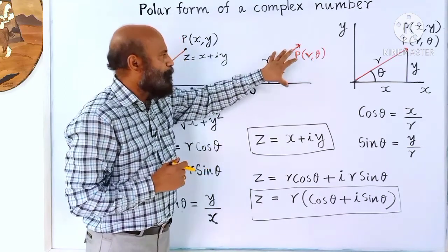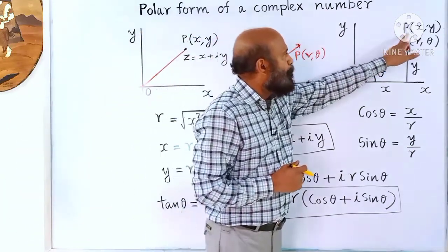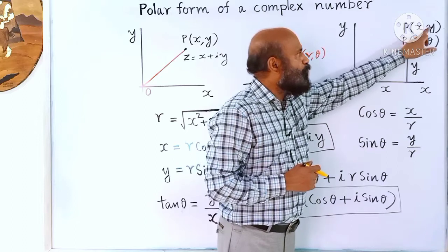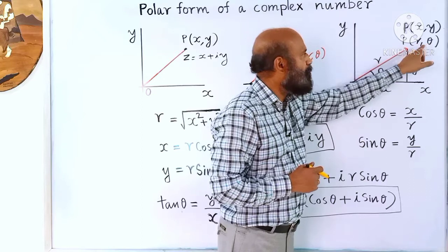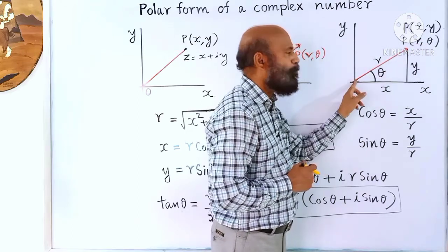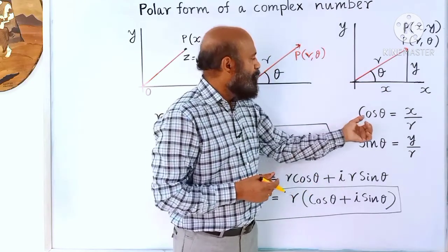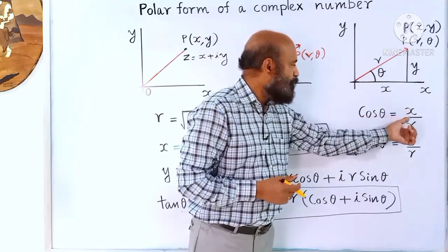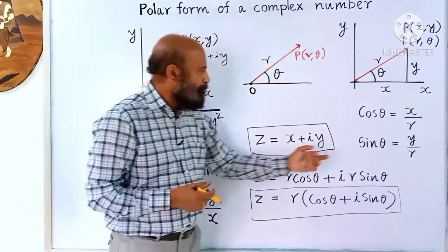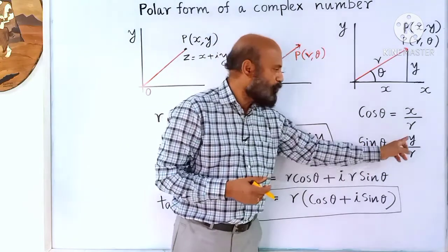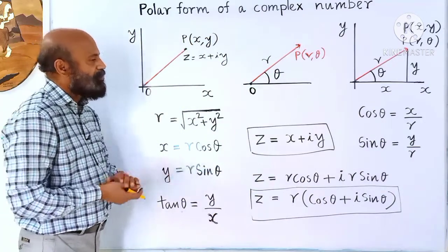Now we can superimpose this on this, and here P is represented by the ordered pair x comma y. In the polar coordinate system it is represented by r comma theta. r is the distance from the pole and theta is the angle measured in radians. Now cos theta is x by r, so x can be written as r cos theta. Sin theta is y by r, so y can be written as r sin theta.